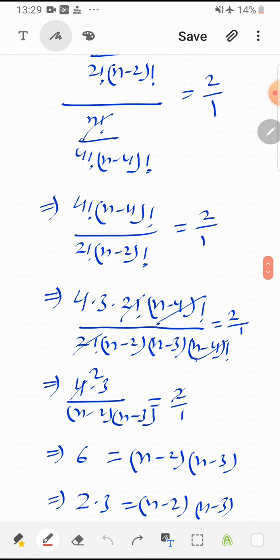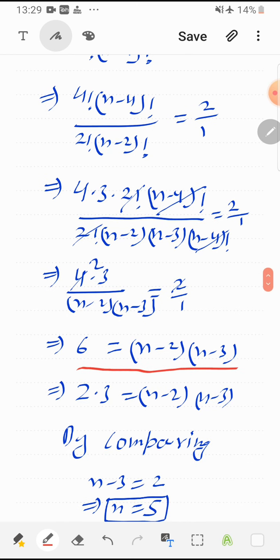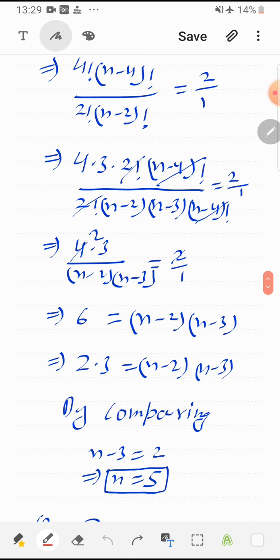Now cancelling the common factor, again we are getting a situation. Again you can open the bracket on the right hand side and get a quadratic equation, or by simply writing 6 as 2 into 3 and comparing the various brackets, we can get n is equal to 5.